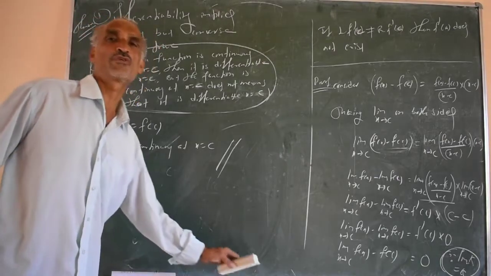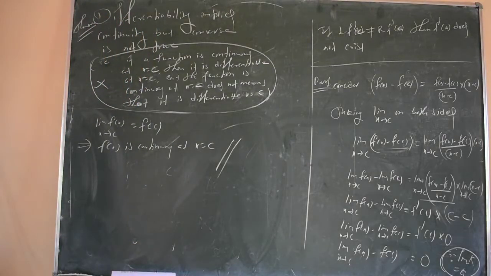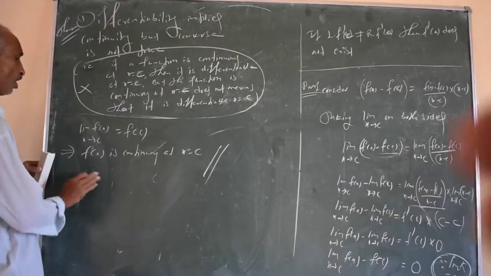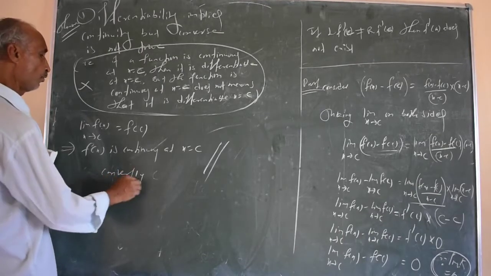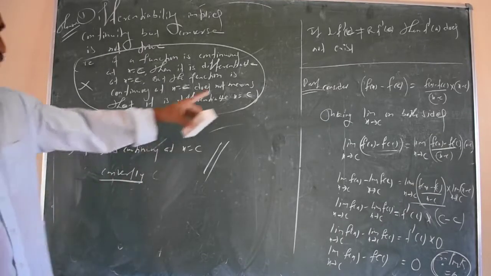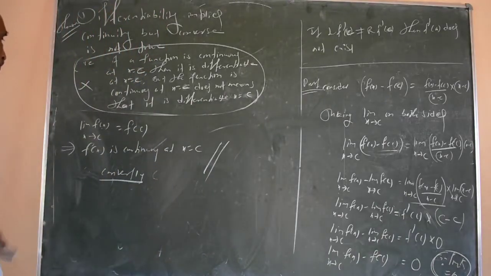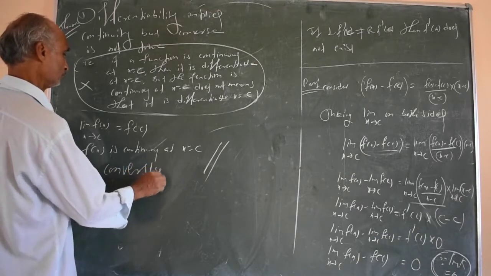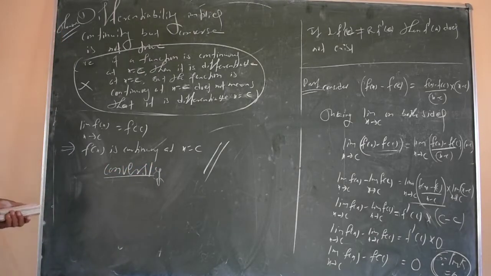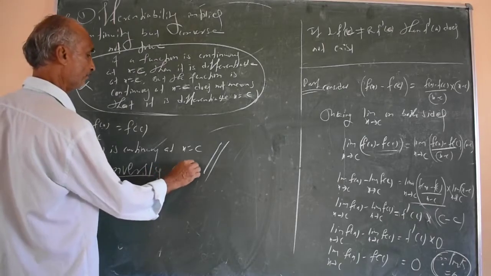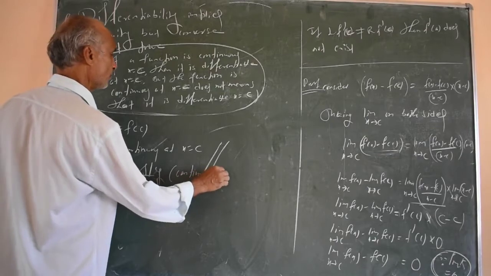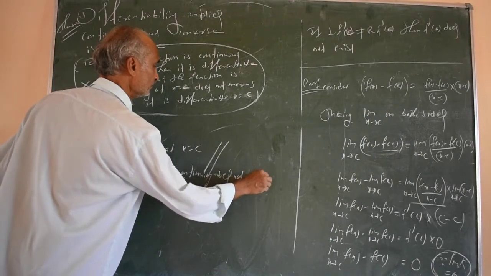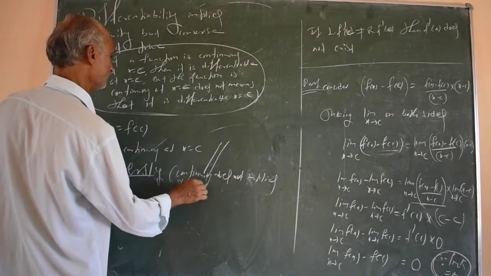Let us prove the converse of it, that is, continuity does not imply differentiability. This is the direct proof. Now the converse proof you have to take. Conversely, continuity does not imply differentiability.